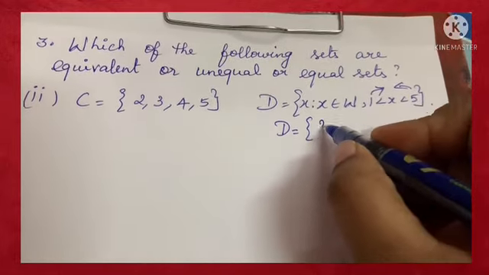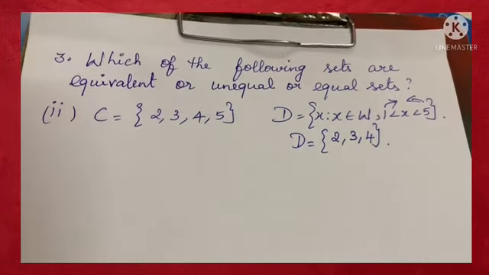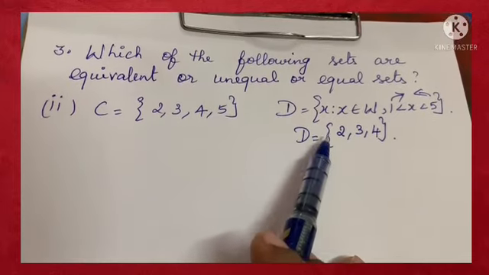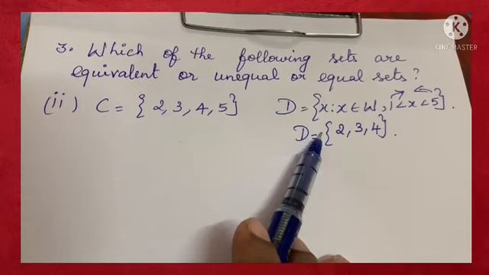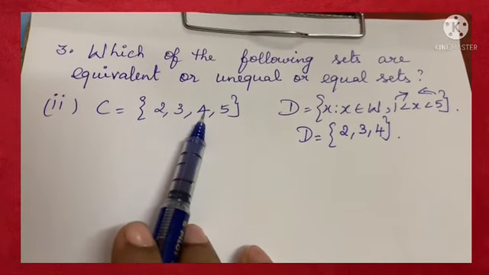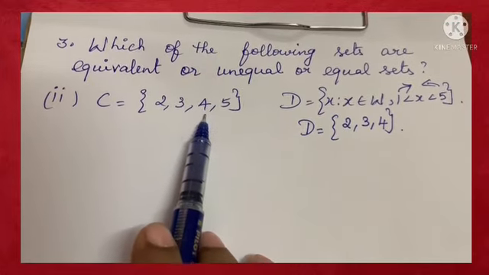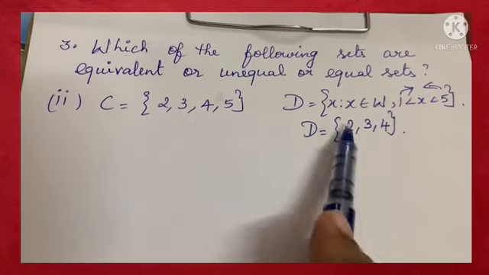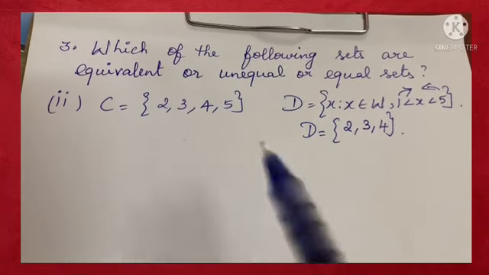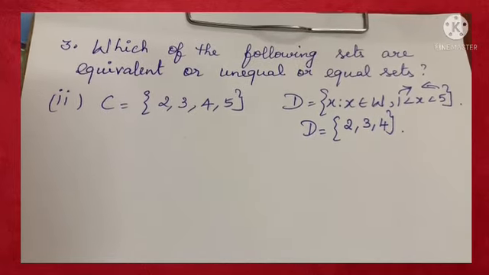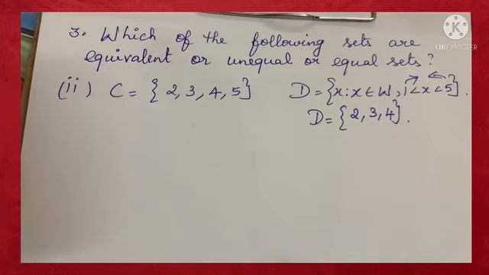Greater than 1. So it starts with 2, 3, 4. Now C is 2, 3, 4, 5. D is 2, 3, 4. Are they equivalent? Meaning of equivalent is cardinal number should be same. So it is not equivalent. Equal? No. We have 3 numbers present in both the sets, but 5 is not present here. So I cannot call this as your equal sets. So obviously both are unequal sets.